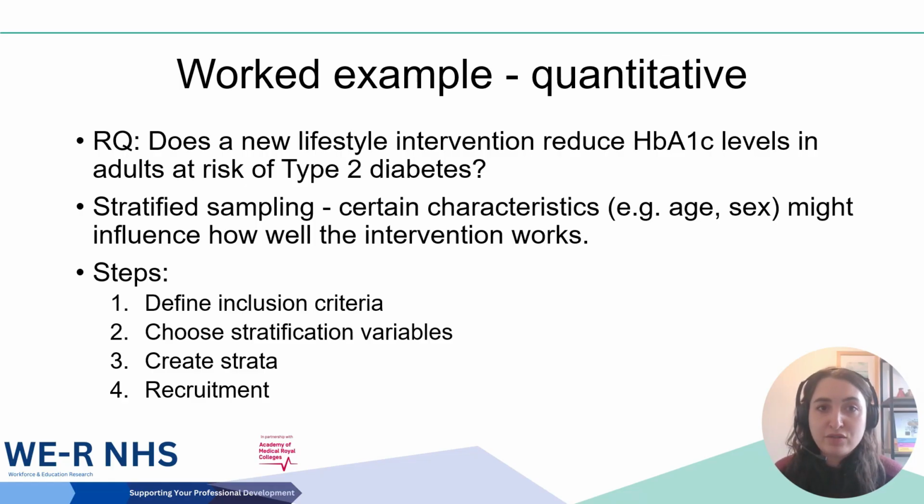The final step is recruitment. So you might want to compile a list, for example, from GP records, and use a random number generator to select participants. So everybody in that stratum has an equal chance of being selected.